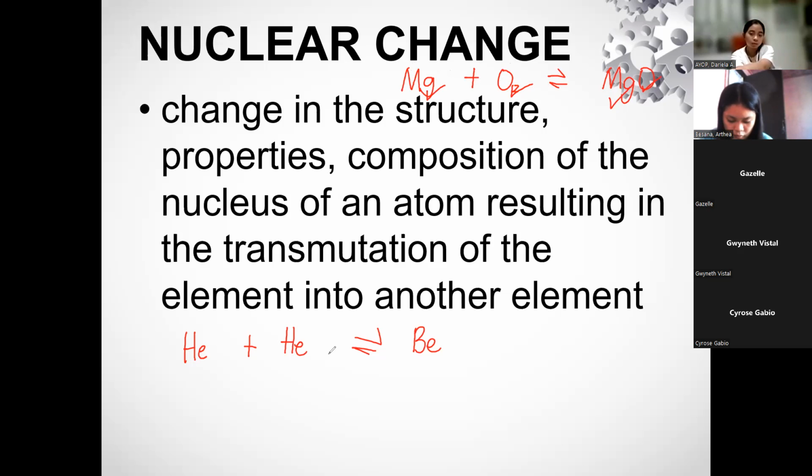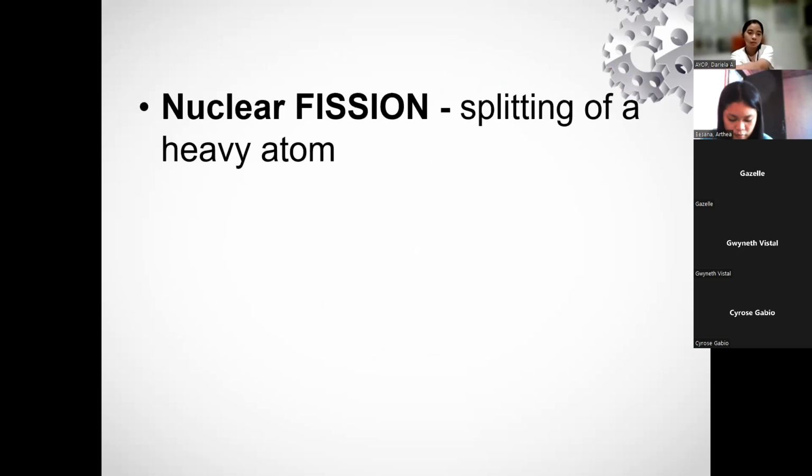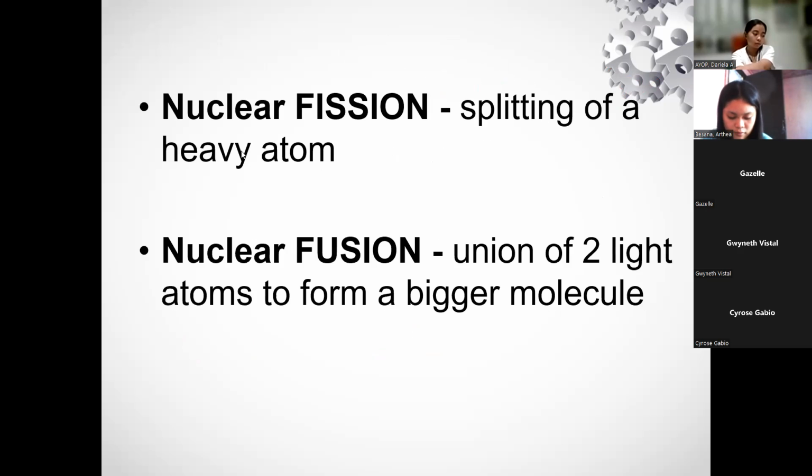Ito naman, there is nuclear change. So from helium, it becomes beryllium. And yes, that is possible, again, for nuclear change. Okay, now we have the so-called nuclear fission, wherein a heavy atom, a very big atom, will be split into two. Okay? So, nuclear fission ang tawag dyan. Ang kabaliktaran ng fission ay fusion. Ayun yung nangyari sa helium kanina.